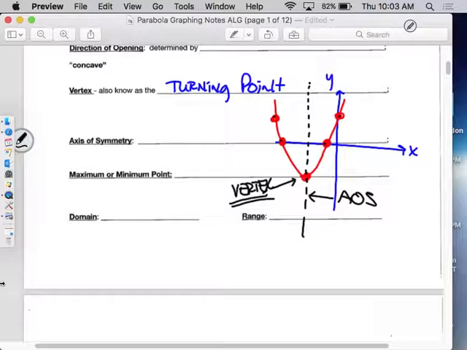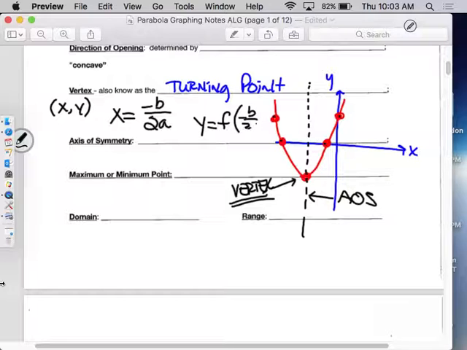The vertex is found by using a formula. So the vertex is an ordered pair. You need both an x and a y coordinate. To find the x coordinate, you use the formula negative b over 2a. Once again, the a and the b coming from the particular quadratic that you're graphing. To find the y partner, I'll use function notation, f of negative b over 2a.